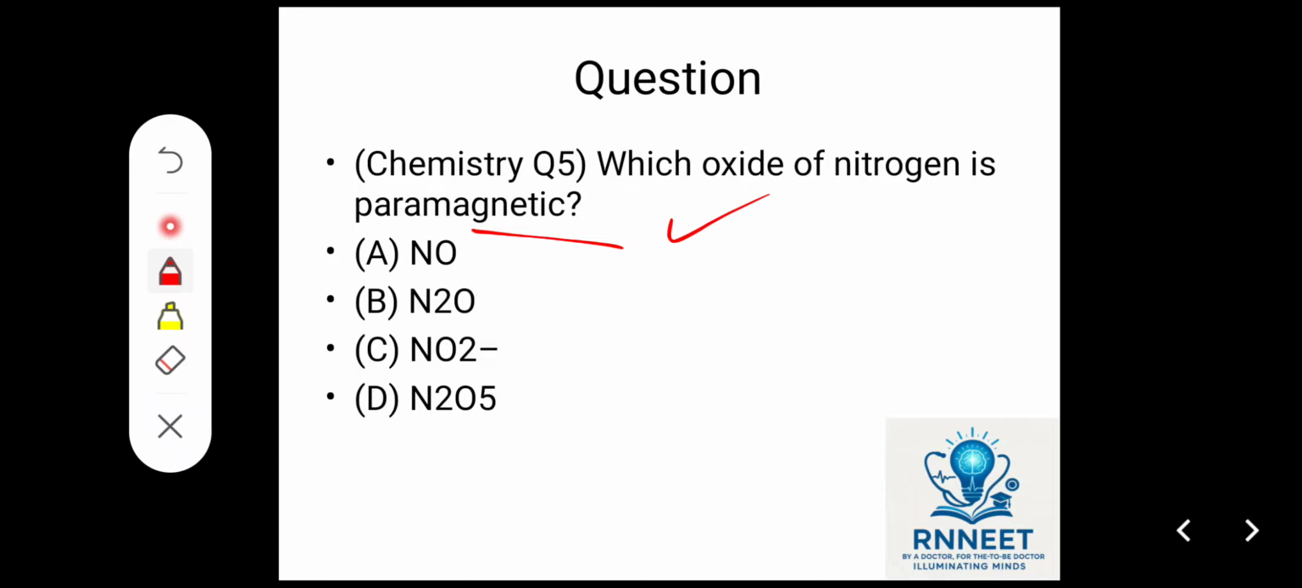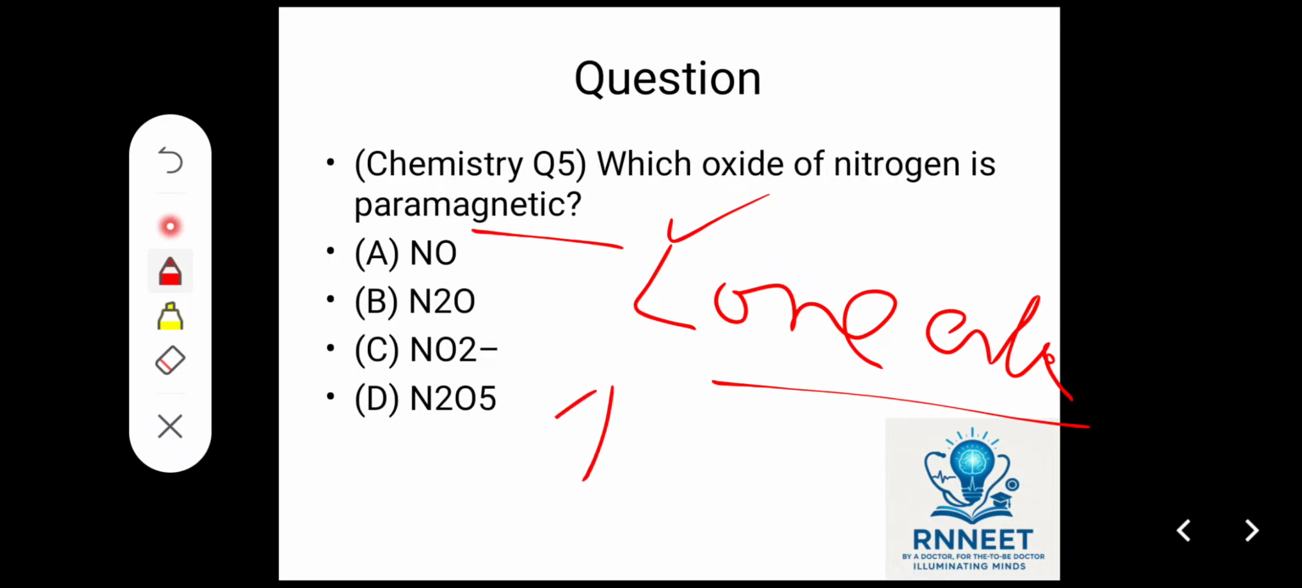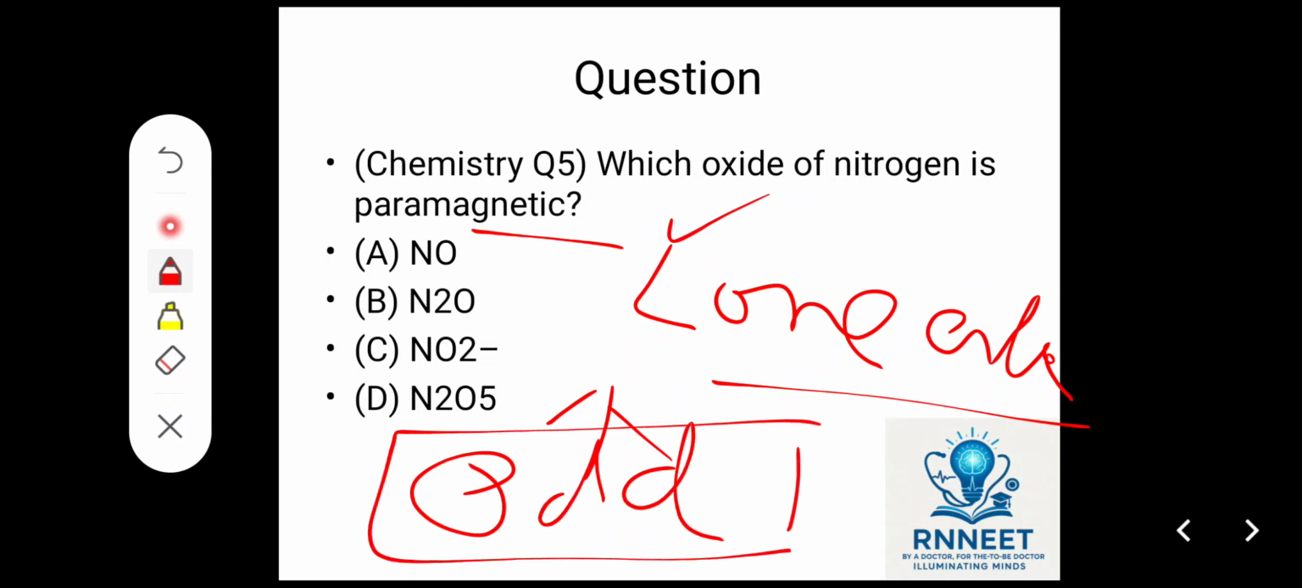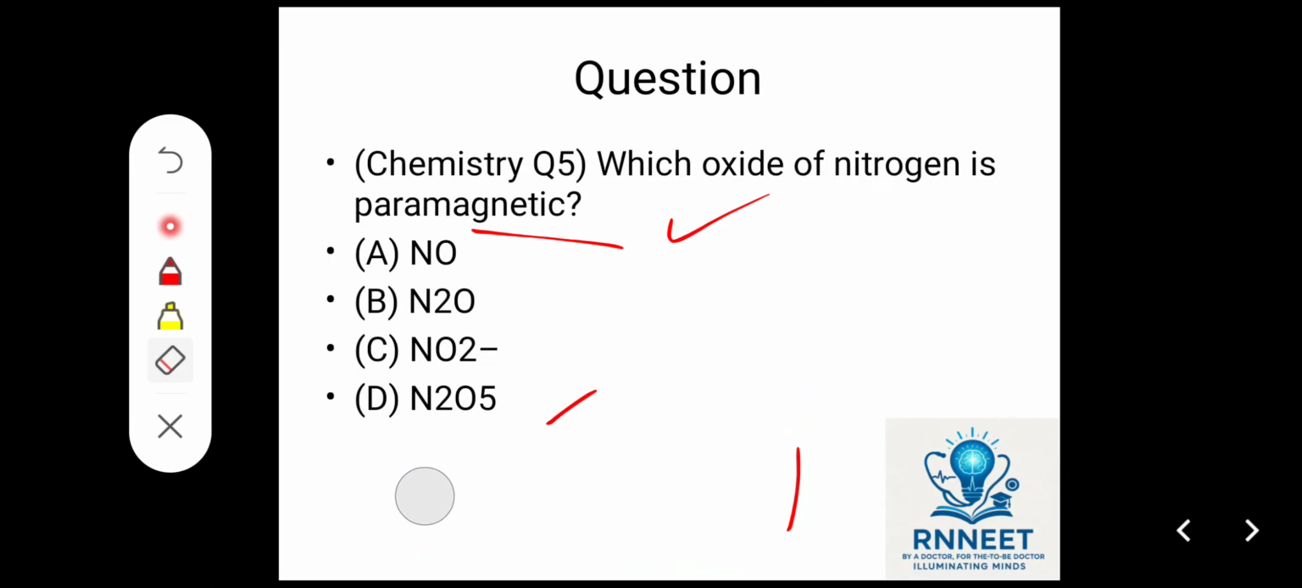What is paramagnetic? Paramagnetic means the one which has a lone pair of electrons. If it has a lone pair of electrons, then it is likely to be more paramagnetic. So you need to identify the one having the lone pair of electrons, which means it should have an odd electron count. Simple logic. Odd electron count. So let's check which of them has an odd electron count. Simple. So let's start with your NO.